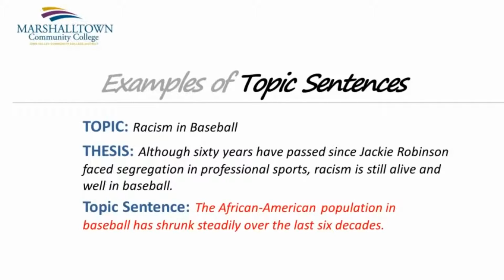Another possible topic sentence in my essay might read, the African American population in baseball has shrunk steadily over the last 6 decades. From here, I could easily write another 8 to 10 sentences about the number of African American players in baseball leagues, and some of the possible reasons why that number is shrinking.